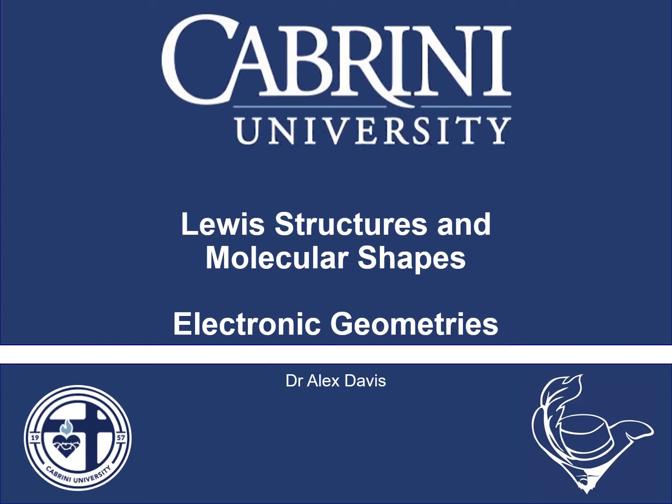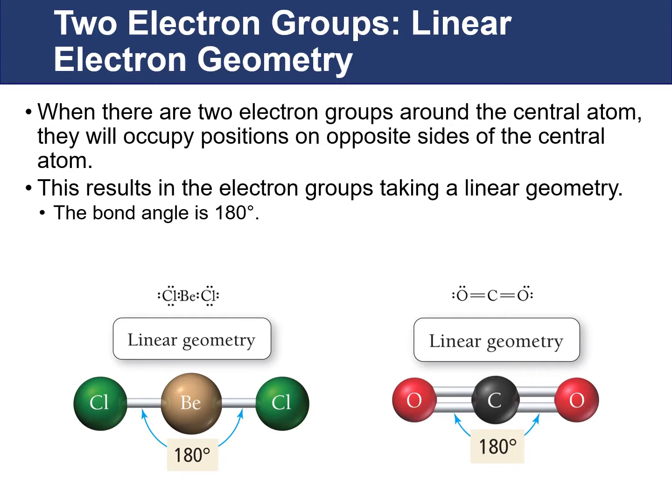In this video, we will be discussing the electronic geometries as proposed by the valence shell electron pair repulsion theory. When you have two electron groups around the central atom, they will attempt to occupy positions on opposite sides of the central atom. This results in the electron groups taking on a linear geometry in which the bond angle is 180 degrees.